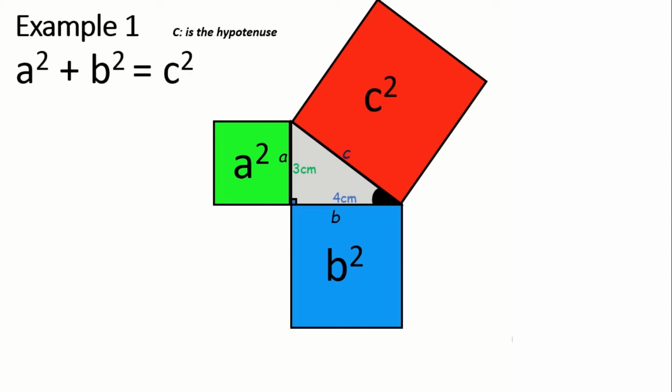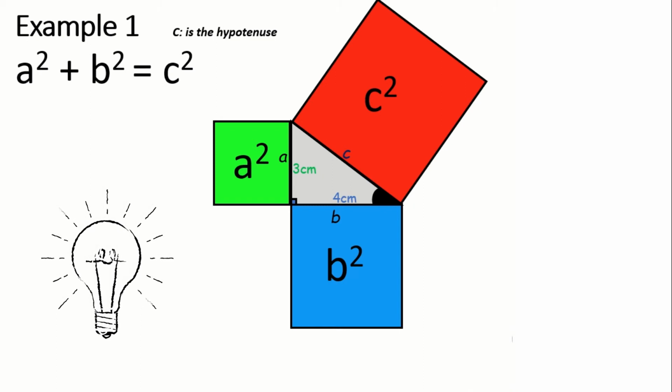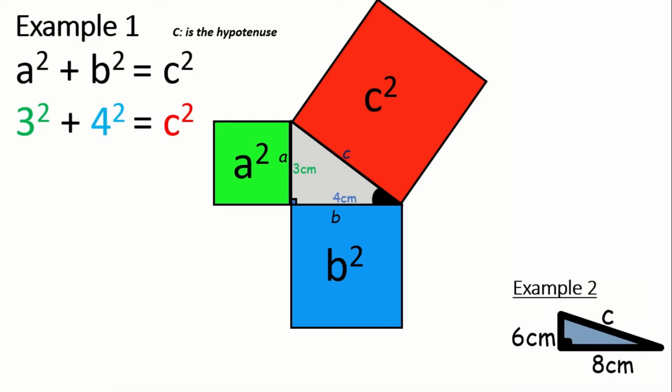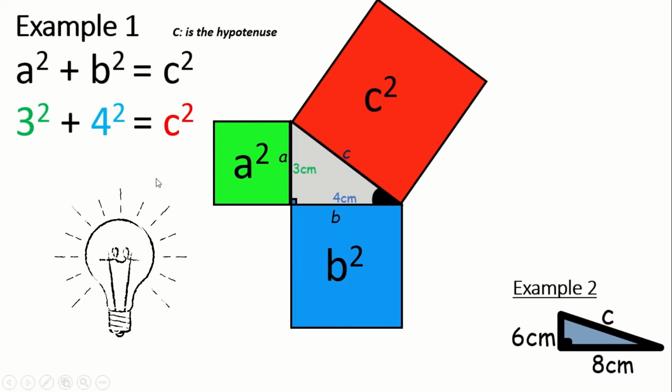Out of the people who managed to start the question, can someone put their hand up and tell me what they did first? Yes, so hopefully you substituted the values of a and b into the equation. So we have the following: 3 squared plus 4 squared equals c squared. So we've just replaced a with 3 and b with 4. What do we do now?